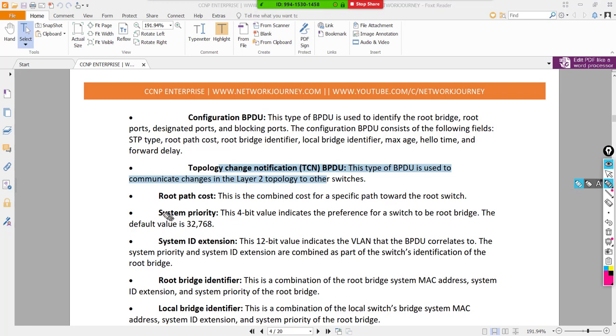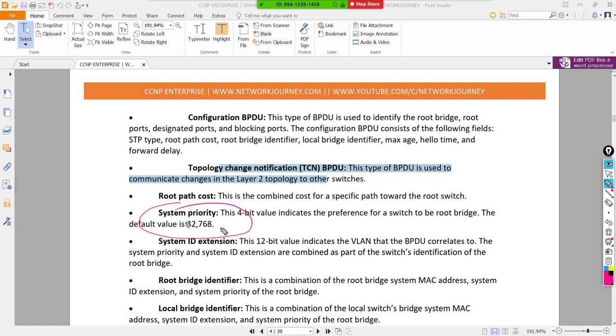Now what is root path cost? Once you have the root bridge, the next thing you find is the root port, right? How is the root port selected? It's your shortest path to reach the root bridge. That cost is the root path cost.